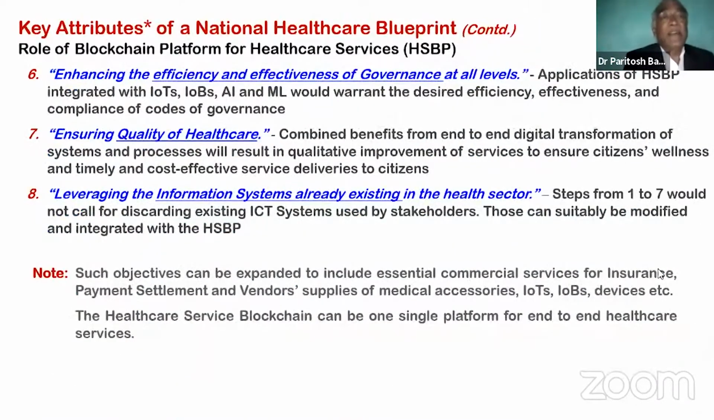Next is the enhancement of efficiency and effectiveness of governance at all levels. Application of a healthcare blockchain platform, which will also have network monitoring and controlling for IoTs, Internet of Things, Internet of Bodies, AI and ML. All this under the governance and control of the blockchain platform will certainly improve the speed, quality, effectiveness, safety, and security of service delivery.